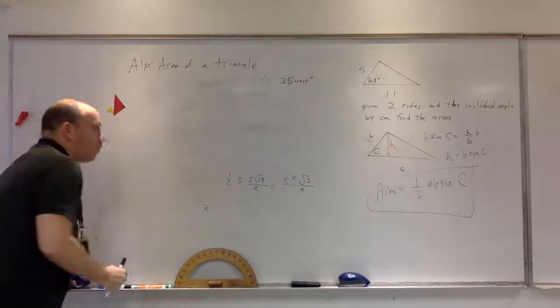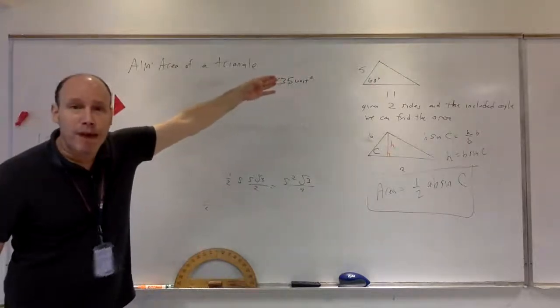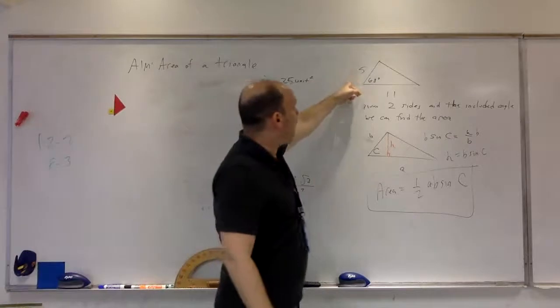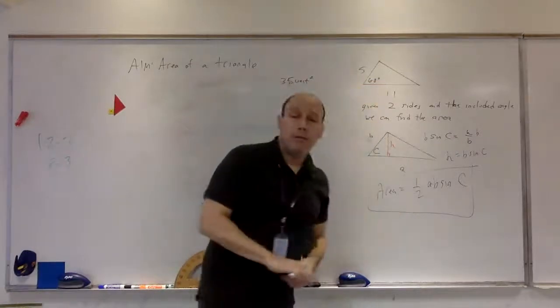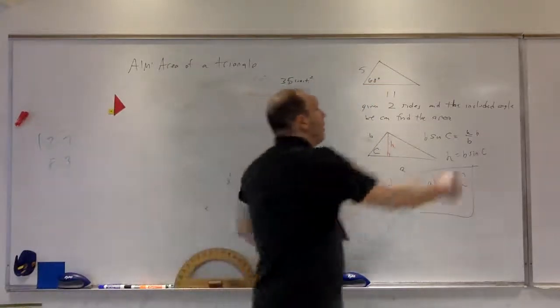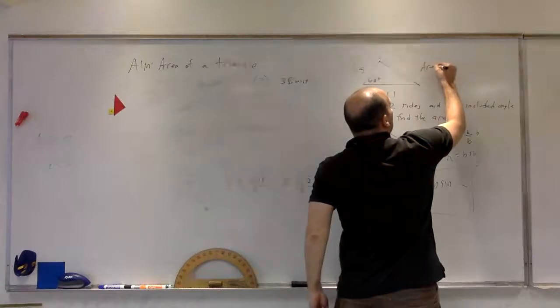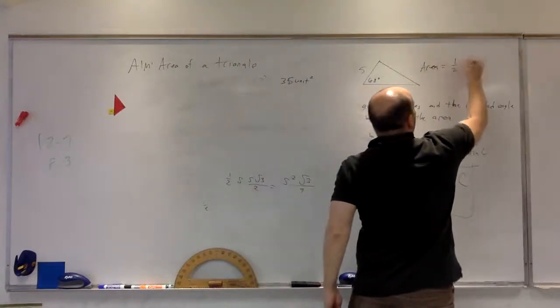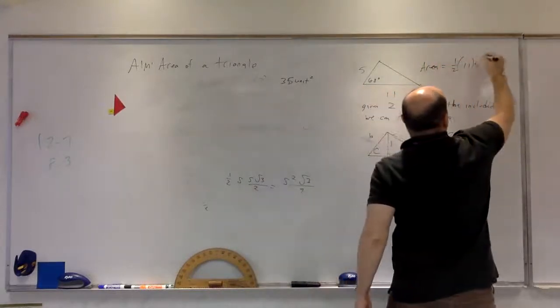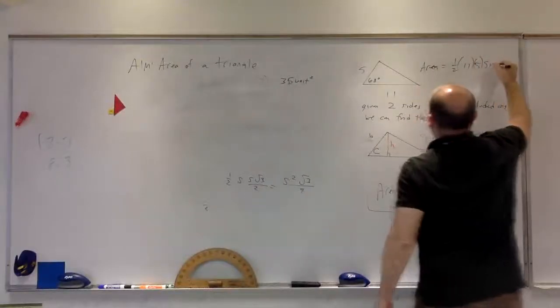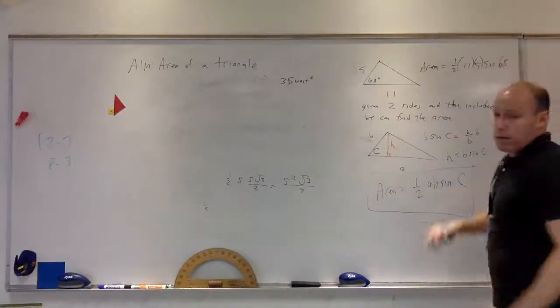So, let's take a look at our example up there. Do we have two sides and an included angle? Well, the answer is yes. So the area is 1/2 the base times the height, sine of 68.